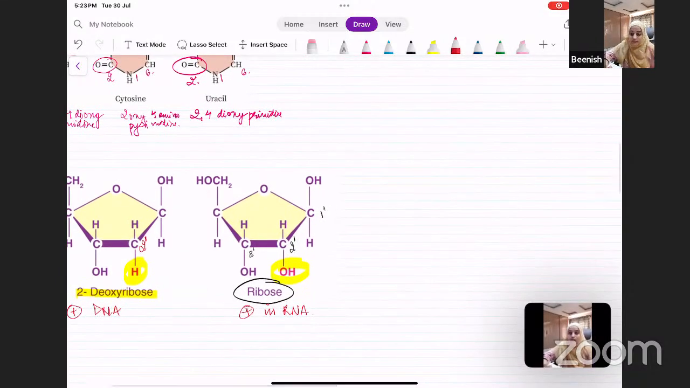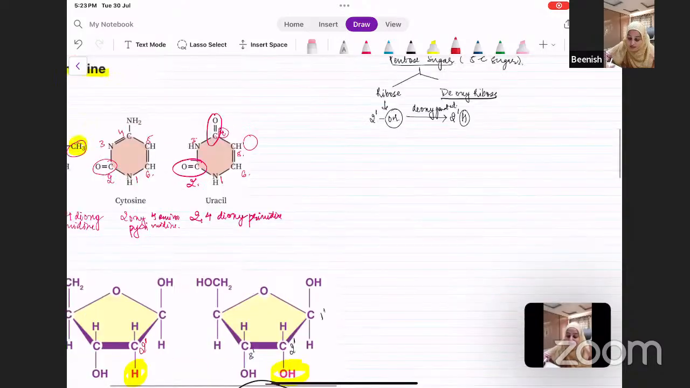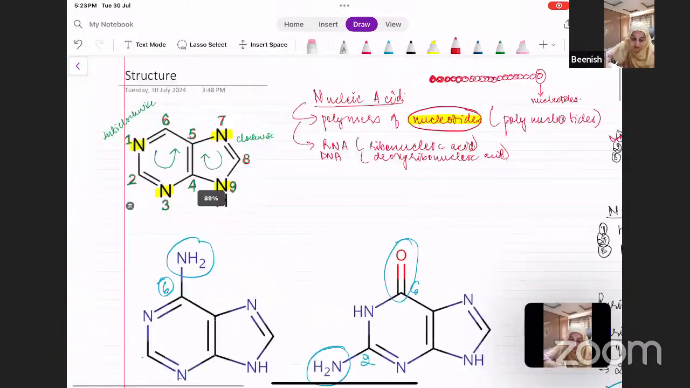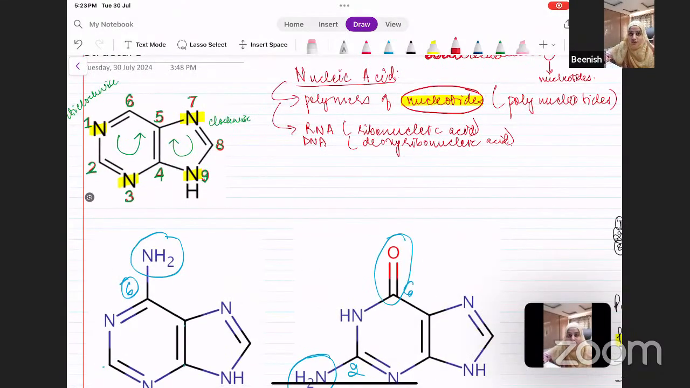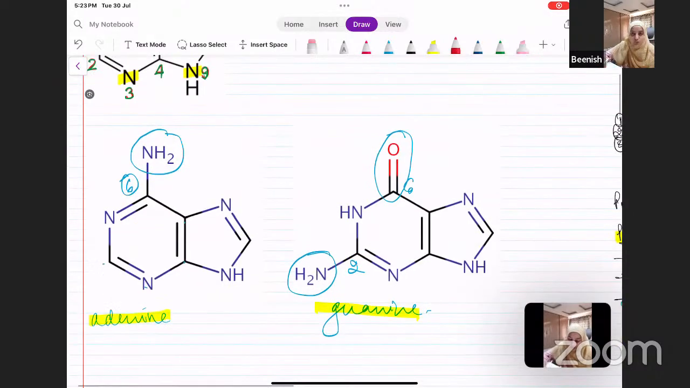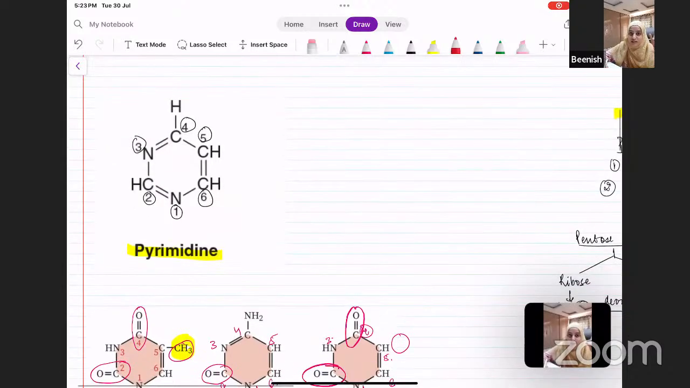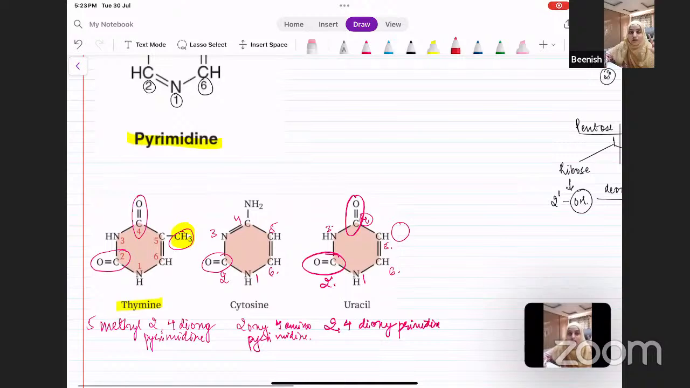I hope now it's clear that nucleic acids are made up of polynucleotides, that is, they are polymers of nucleotides. Nucleotides have a nitrogenous base. I described that there are two types of nitrogenous bases, purines and pyrimidines. Purines have two rings in their structure. They are heterocyclic, and the most common purine bases are adenine and guanine. Pyrimidine bases have a heterocyclic single ring structure, and the common pyrimidine bases are thymine, cytosine, and uracil.